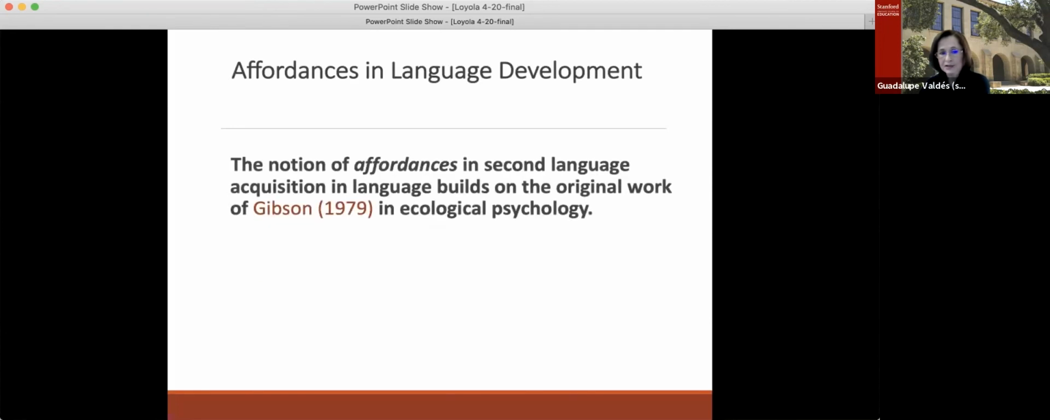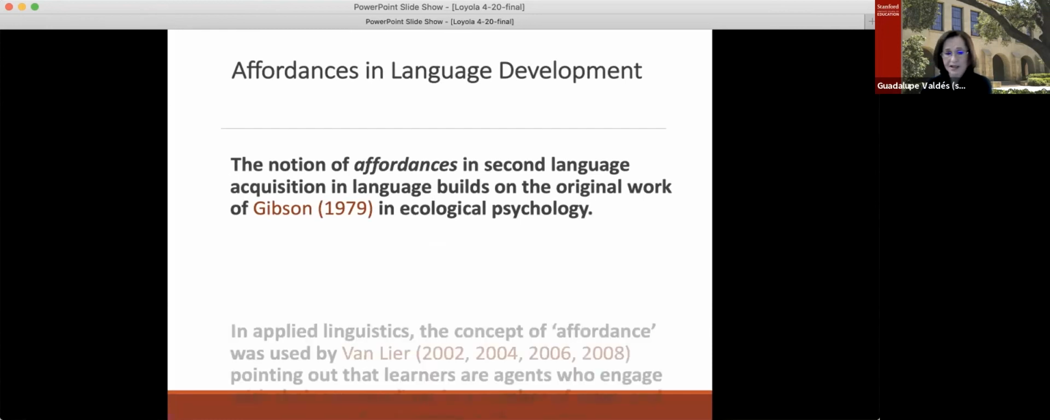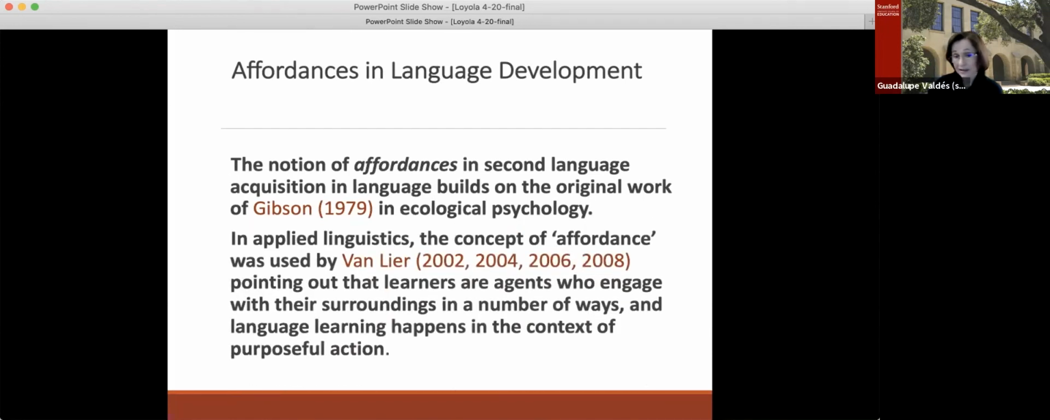So this concept of affordances comes from ecological psychology from a fellow by the name of Gibson. And he told us that affordances were important for all kinds of reasons. And in applied linguistics, the concept of affordance was used by Van Lier, who pointed out that learners are agents who engage with their surroundings in a number of ways, and language happens in the context of purposeful action. Right? Again, playing the game. Okay, I have a theme here, playing the game, purposeful action.